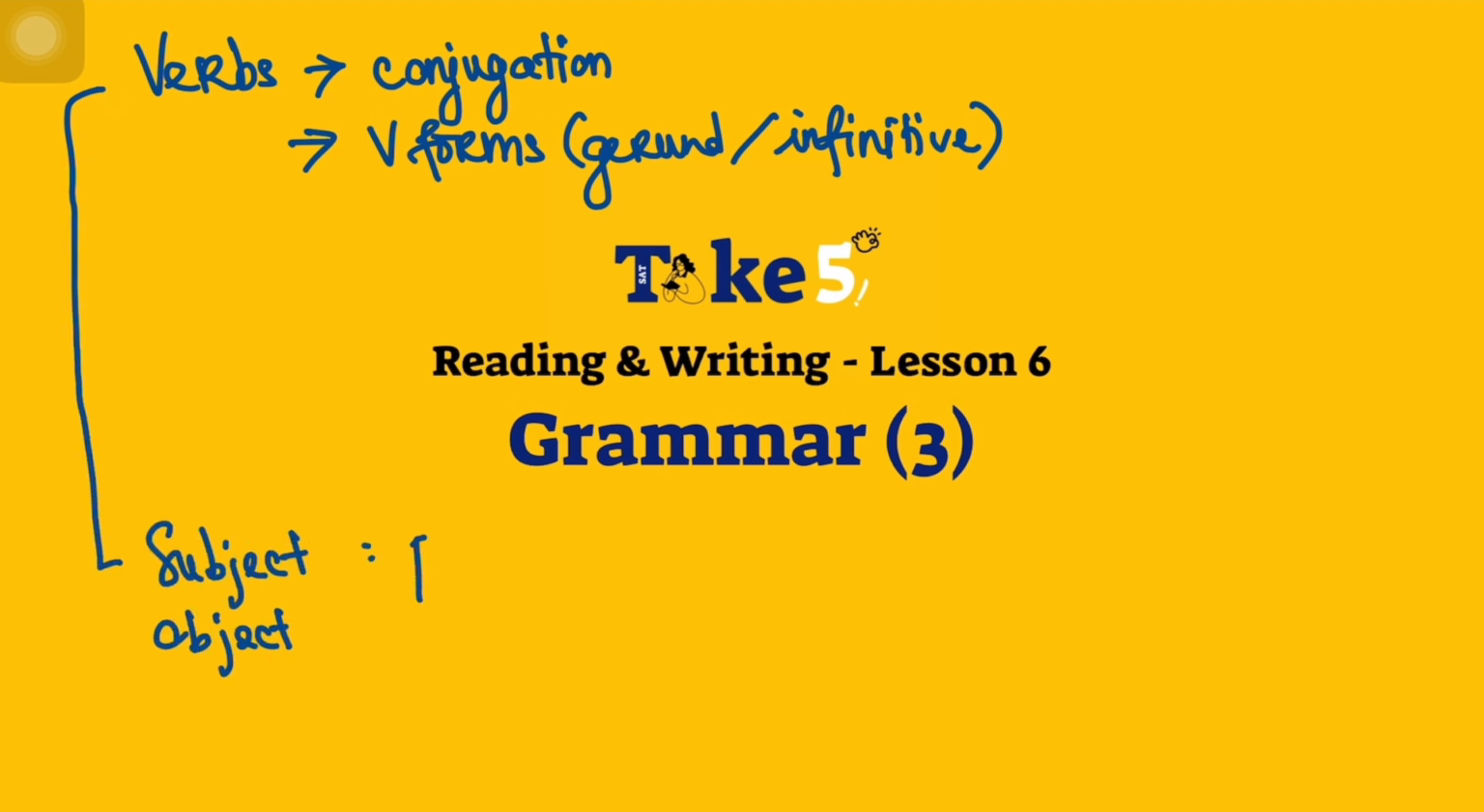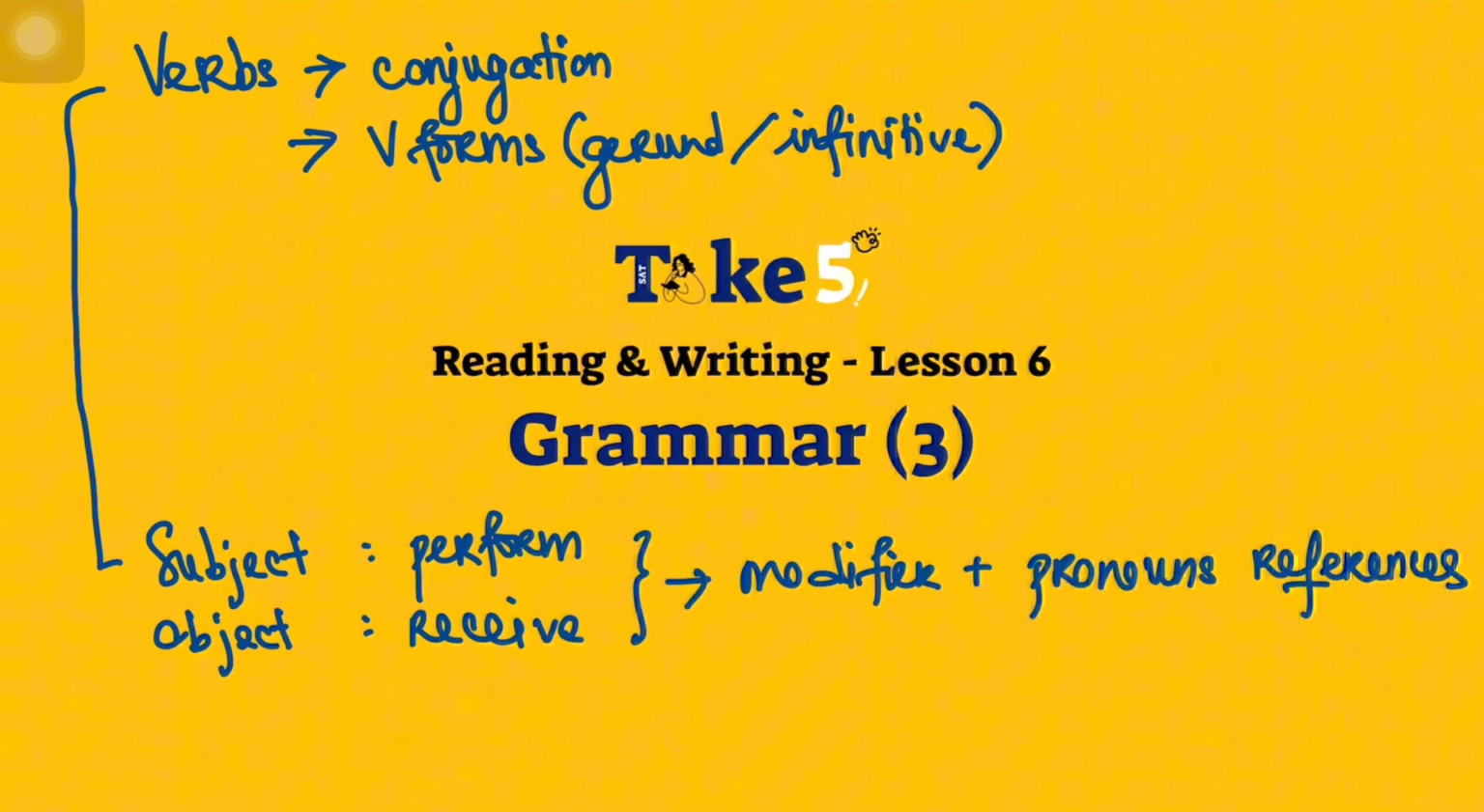That means we answer who or what performs this action and who or what receives the action, given the active form of the verb. It will be reversed if the verbs are in passive form. There are two cues that we can use to ensure such subject-verb agreement, which are modifiers and pronoun references.